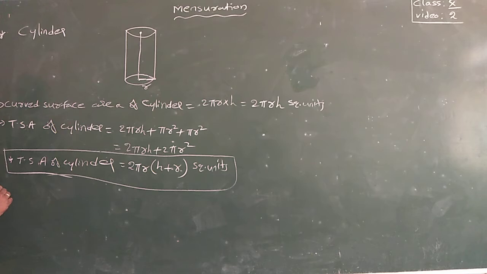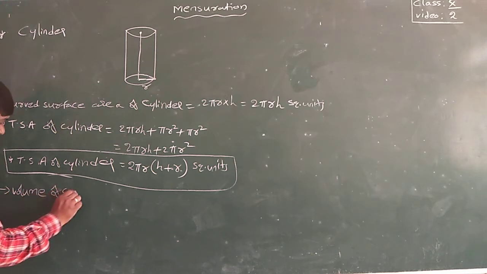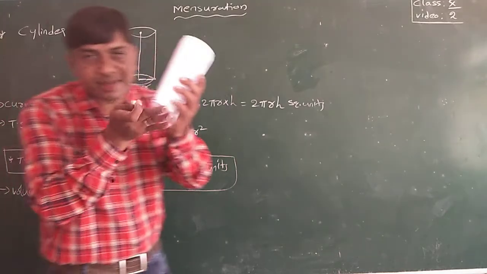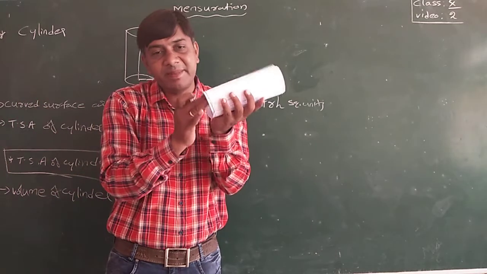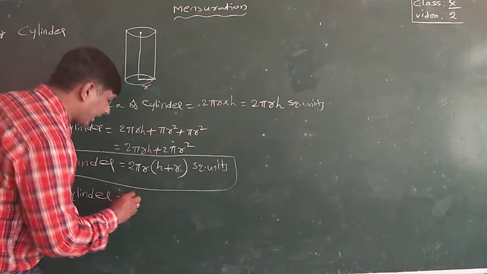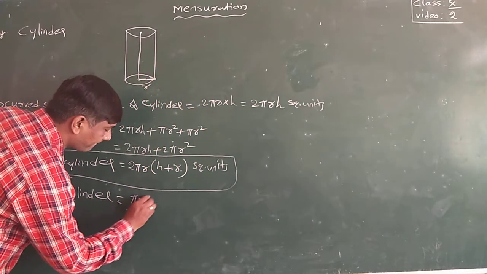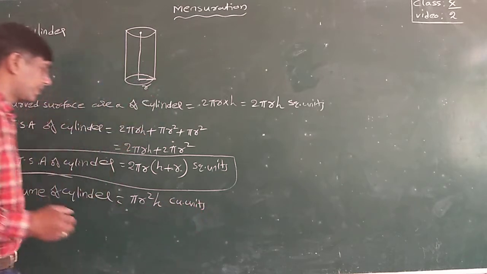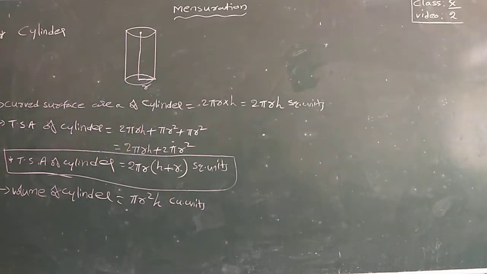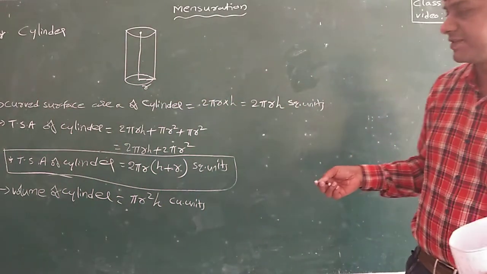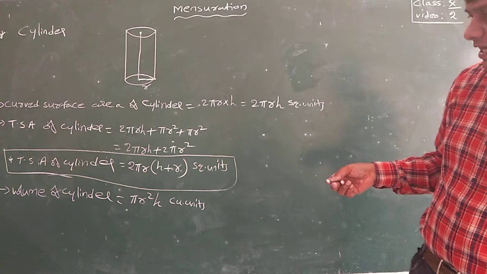Next one is the volume of a cylinder. The volume of a cylinder is equal to the area of the base into height. The area of the base is a circle, pi r square, into height, pi r square h. Cubic units. Volume of a cylinder is equal to pi r square h.